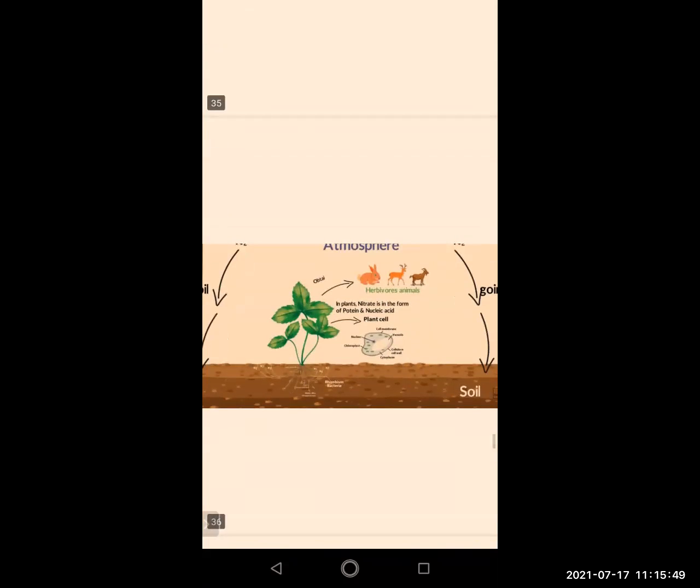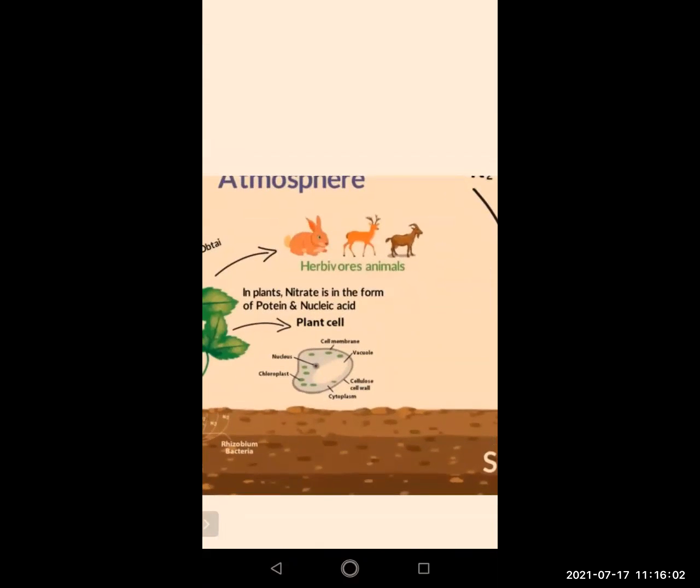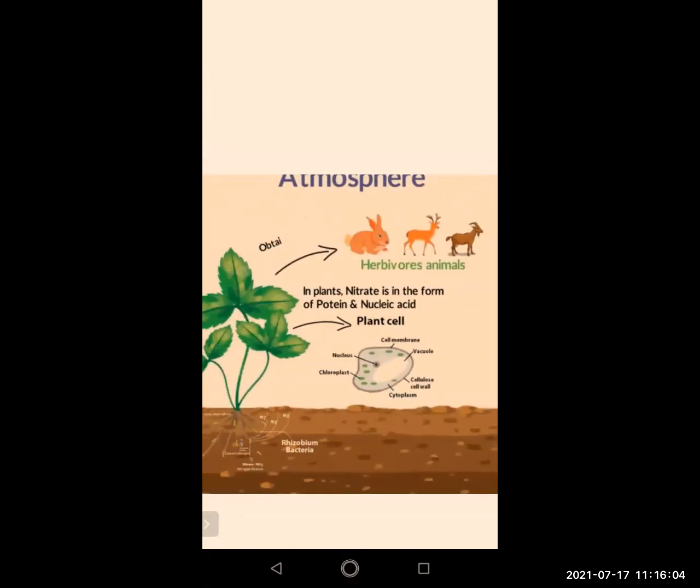Now, in the atmosphere, how then nitrogen is important also for animals, such as herbivorous animals. Okay, as in plants, nitrate is in the form of protein and nucleic acid. Protein and nucleic acid. Now look here. In plants, nitrate is in the form of protein and nucleic acid. Herbivorous animals feed on this. That means they consume nitrate also in the form of protein and nucleic acid.